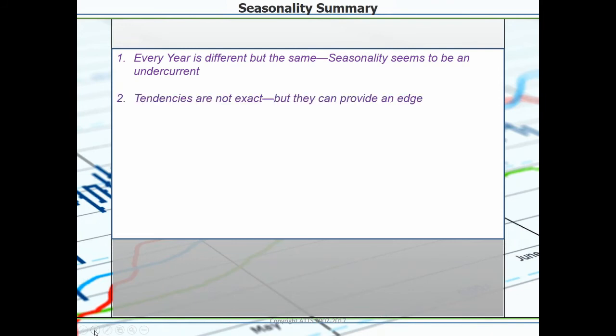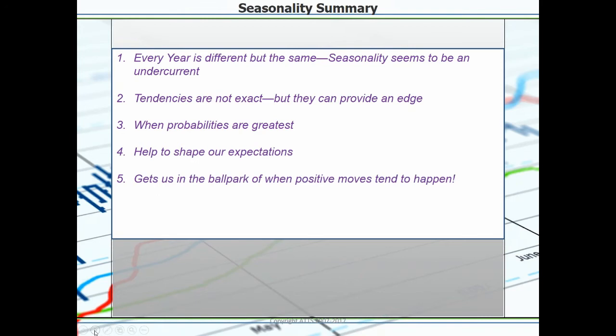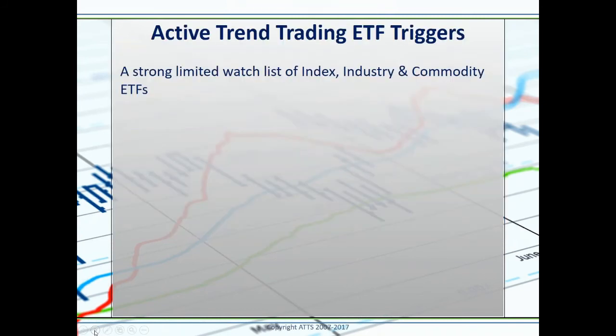Two, tendencies are not exact, but they can provide us with an edge. And they help us to understand when the probabilities of a move in the positive direction are greatest. They help us shape our expectations of where price action is likely to go. So it gets us in the ballpark of when positive moves tend to happen. As Mike Traeger likes to say, this is one of his yogiisms, it doesn't happen every time, but it does happen all the time.